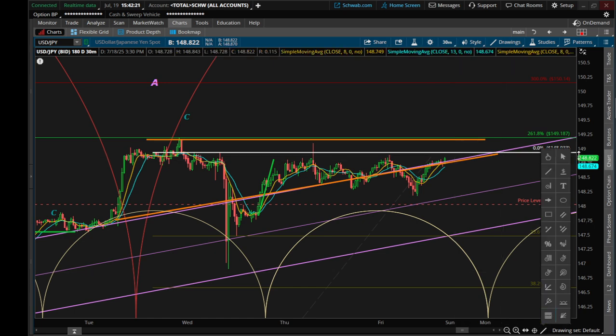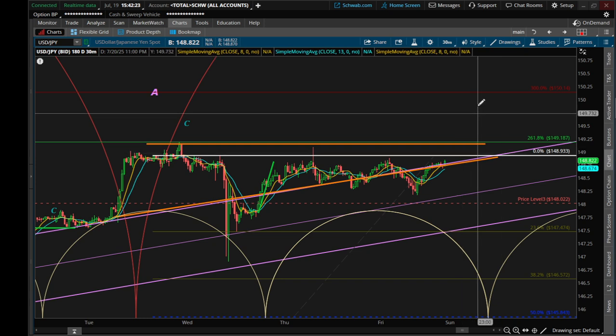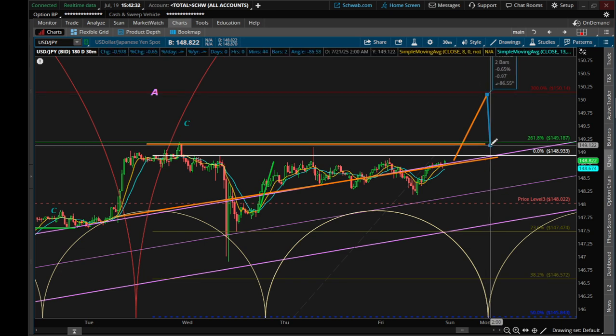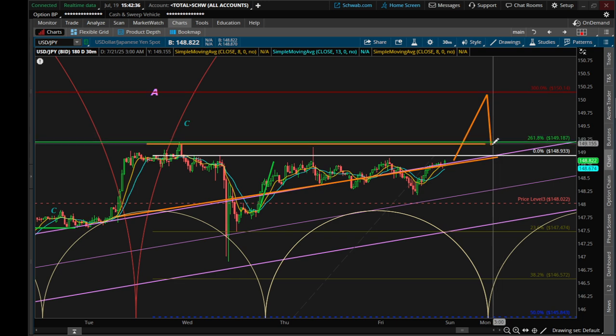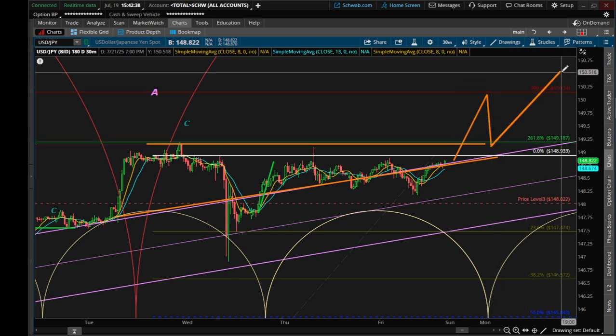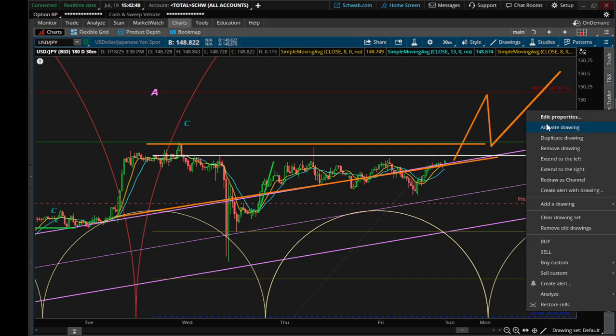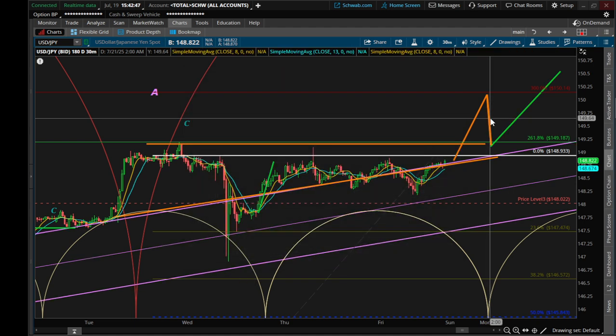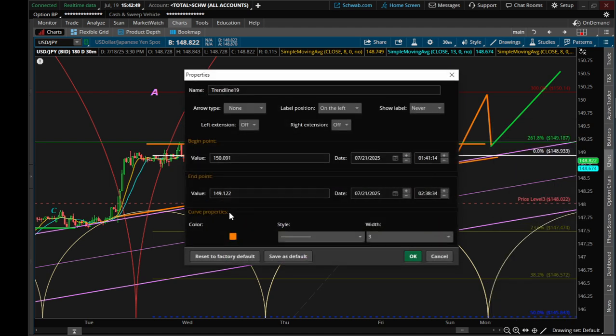So I have a 300 fib here, so maybe we move up to 150.14, come back to retest this triangle, and then I would say we are heading to the top of the bigger triangle. Label these in green.